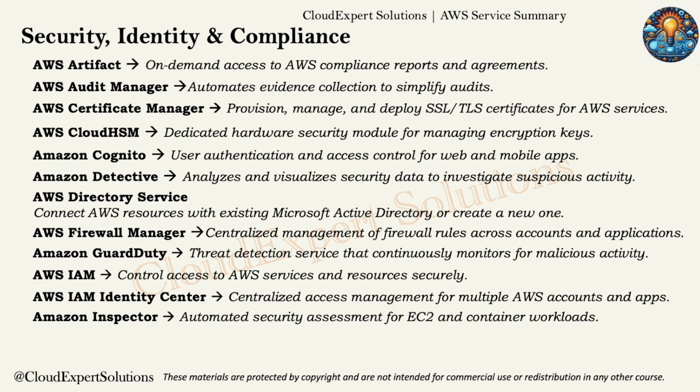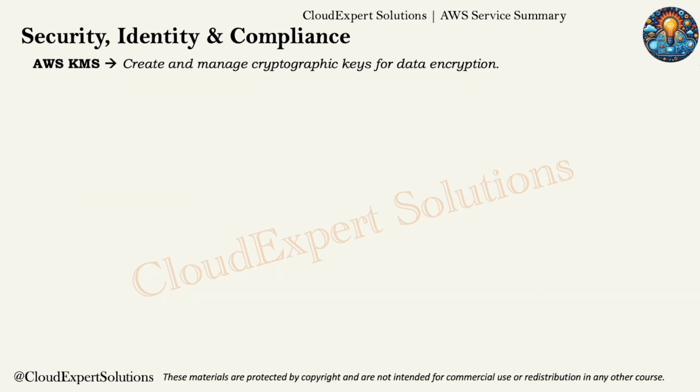Then we have Amazon Inspector. Amazon Inspector automates security assessment for EC2 instances, containers, and Lambda workloads. You can use Amazon Inspector to detect vulnerabilities and deviations from best practices. Next is AWS KMS. AWS KMS or Key Management Service can create and manage cryptographic keys and data encryption. You can use KMS for secure key storage and encryption across AWS services.